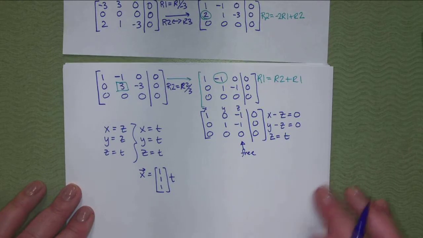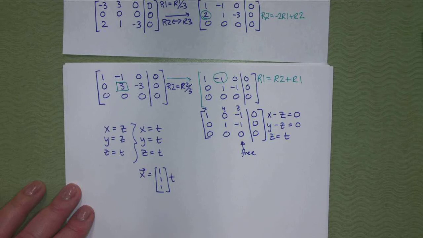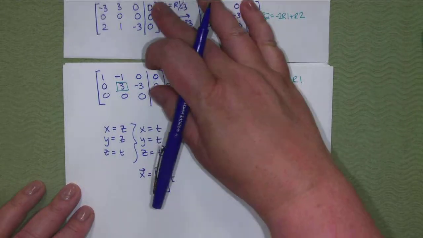Now, that's not all the eigenvectors. We can put any t in and get another eigenvector. So 2, 2, 2 would be an eigenvector, 3, 3, 3. They would all be an eigenvector giving you the eigenvalue of 2.